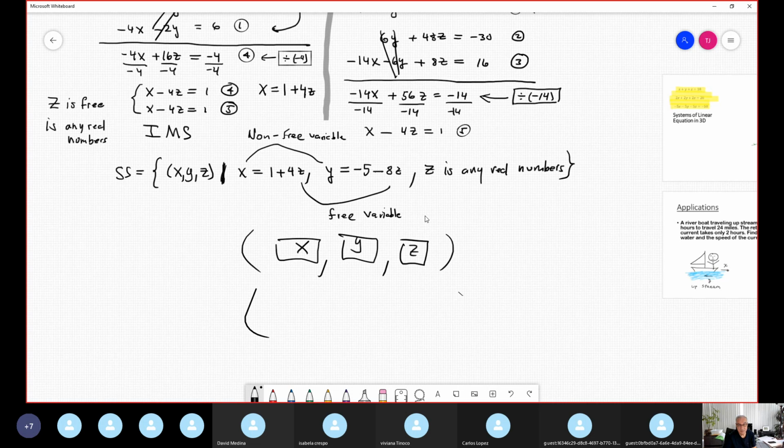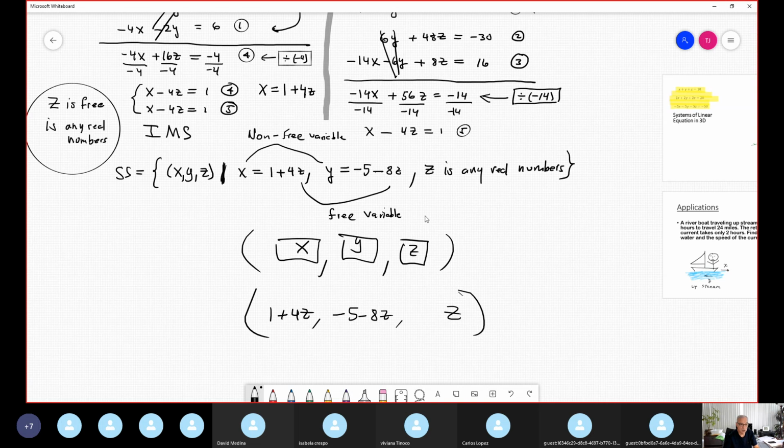And C is C because it's free. X is 1 plus 4C, and Y is -5 minus AC. And separate by comma, and this is the solution. And the solution is obvious because it contains only one free variable, which is C. And this determines the dimension of the object formed in 3D.